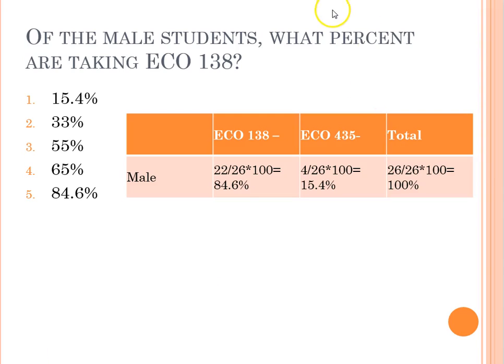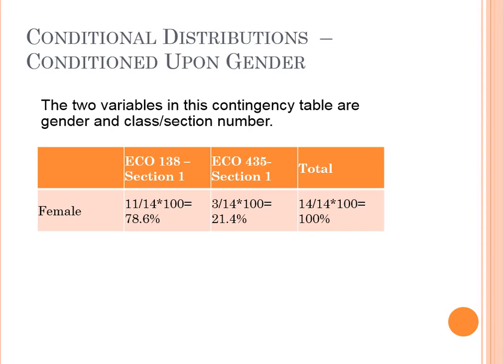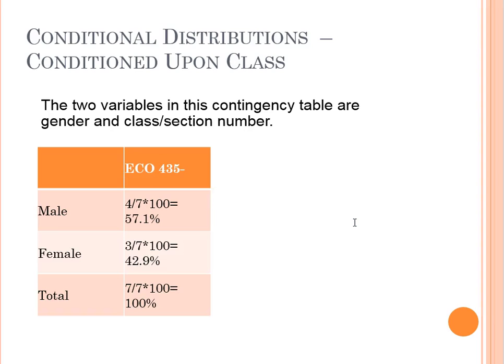We can also condition upon female students. So for the female students, there were 14 of them, and 11 were undergraduates, and 3 were graduate students. And so our conditional distribution looks slightly different than what it does for male students.